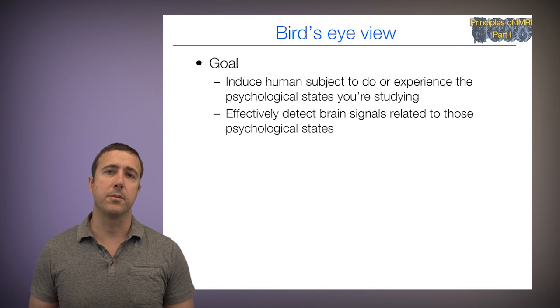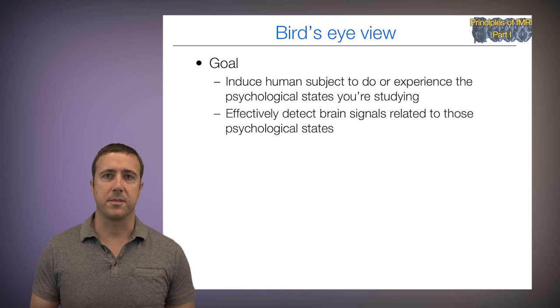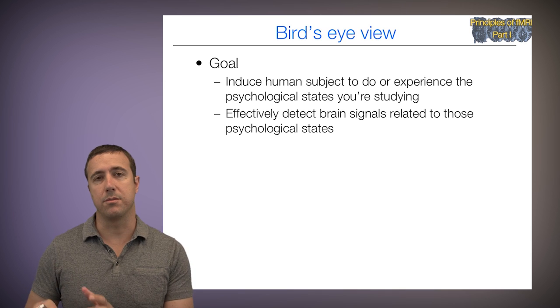Welcome back to Principles of fMRI. In this module, we're going to talk about experimental design. So let's first start with a bird's eye view. Your goal is to induce the psychological state that you're interested in studying in the participant. Then, given that you've done that, a second goal is to effectively and efficiently detect those signals.